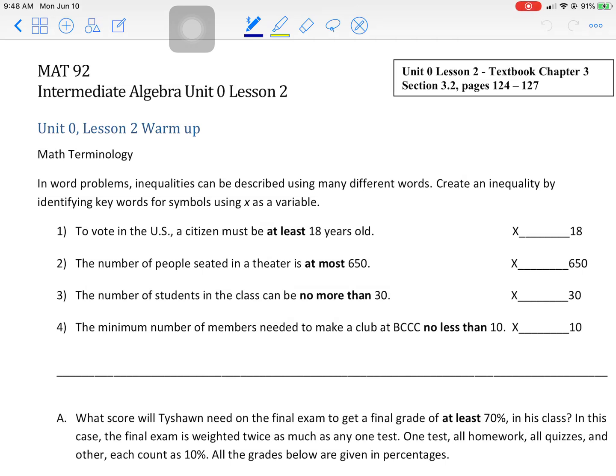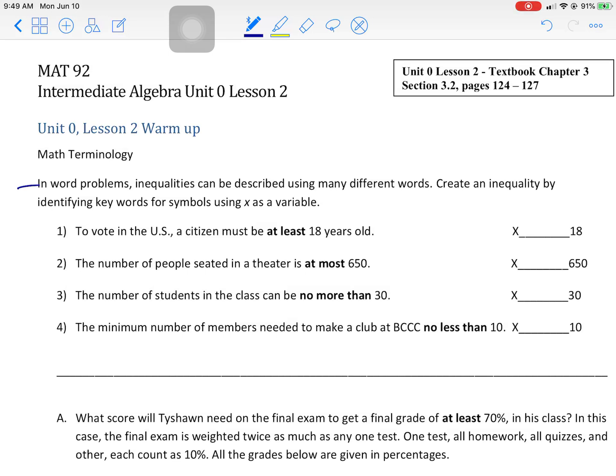Okay, Unit 0, Lesson 2, warm-up. Still talking about inequalities. In word problems, inequalities can be described using many different words. Create an inequality by identifying keywords for symbols using x as a variable.